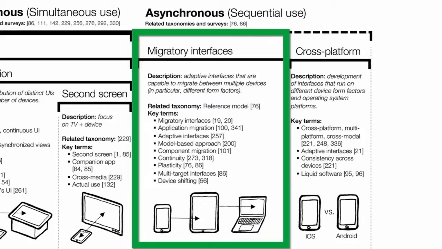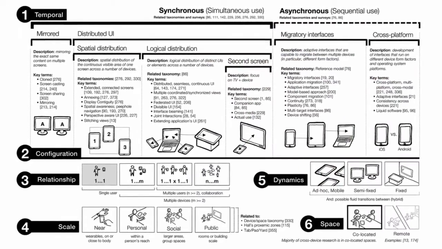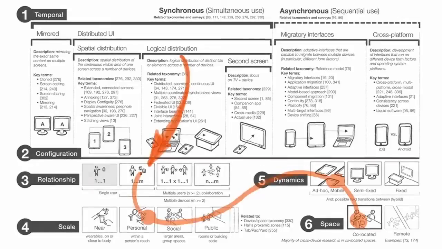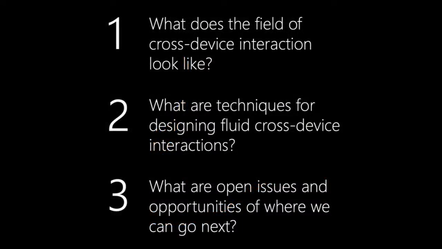There's a last category in this diagram I would like to point out, and that are migratory interfaces. This is about adaptive interfaces that are capable of migrating between multiple devices, which are often of different form factors. And related techniques here are continuity, component migration, and other model-based approaches. And in her talk later, Caroline will actually explain a few of the novel techniques to address interaction challenges in that particular space. Now, overall, this taxonomy synthesizes key characteristics of the field of cross-device interaction. And our hope is that it can help to outline the scope and pathways through the different characteristics of future projects in this area.